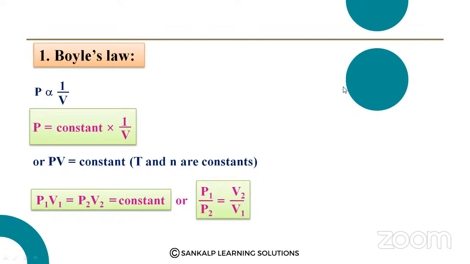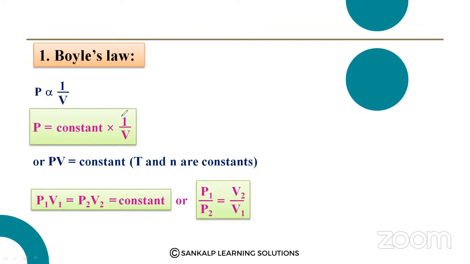Robert Boyle in the year 1662 formulated his law, and it was called Boyle's law. So what does Boyle's law tell you, or what is its statement? At constant temperature, pressure of a fixed amount, what do you mean by fixed amount? Amount is nothing but the number of moles of a gas. It varies inversely with its volume.